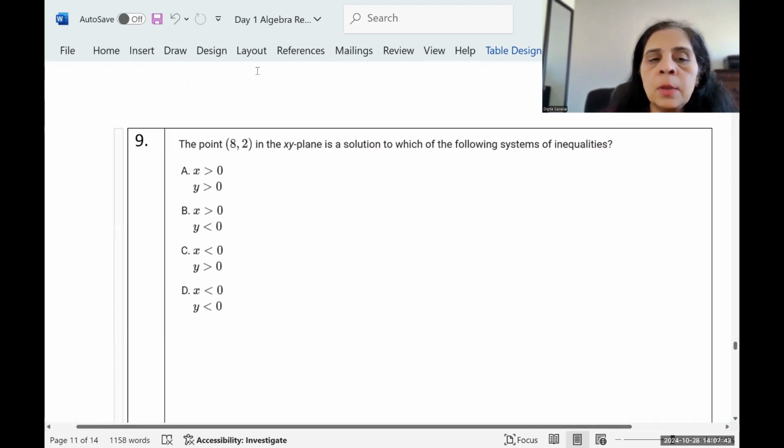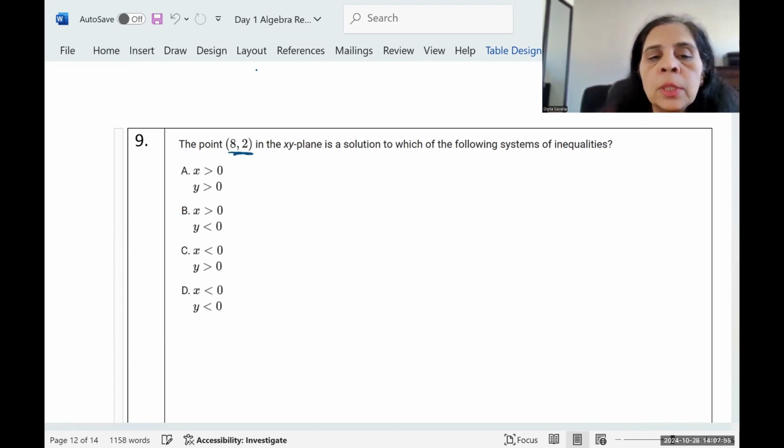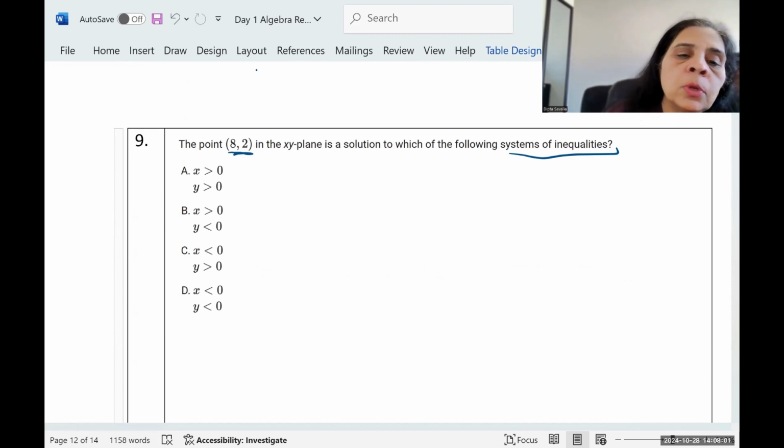All right, let's see here. We have an inequality system. If we have more than one inequality, that is called a system of inequalities. It says the point (8, 2) in the XY plane is a solution to which of the following systems of inequalities. So what you need to do is plug in X and Y into the inequalities and check which one is right. We always plug in the first value as X and the second as Y.